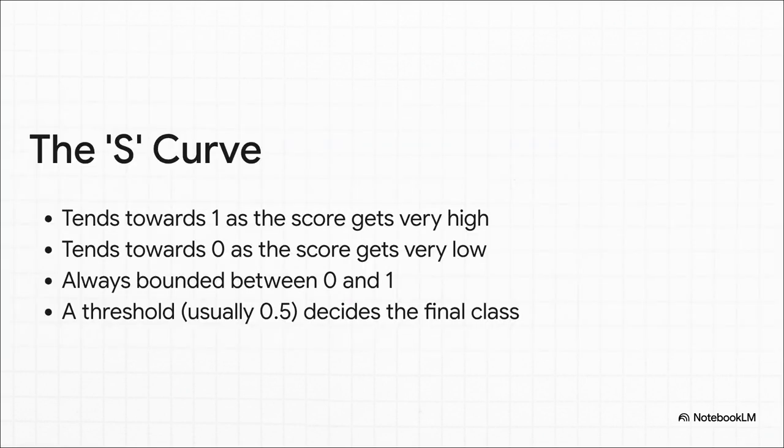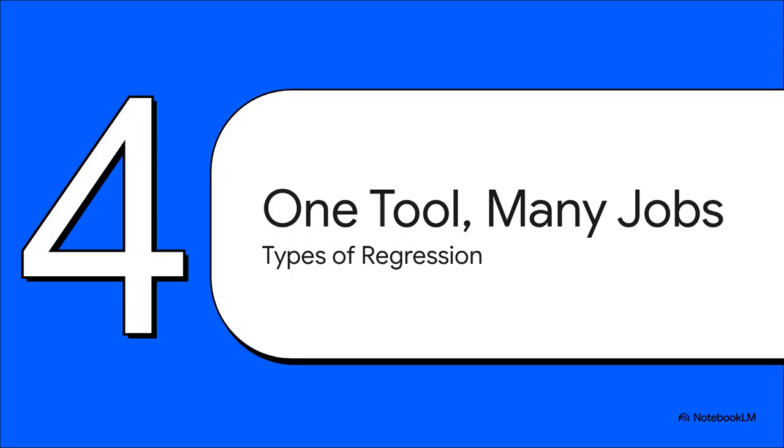And looking at this S-curve, you can instantly see why it works so well. If that internal score gets super high, the curve flattens out near 1, or a 100% chance. If the score gets super low, it bottoms out near 0. It's physically impossible for it to go outside that range. So then all we have to do is draw a line in the sand. We set a threshold, usually right at 0.5. If the probability is higher than that, we say, okay, that's a yes. If it's lower, that's a no. It's that simple.